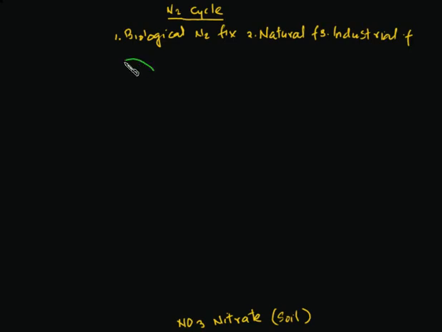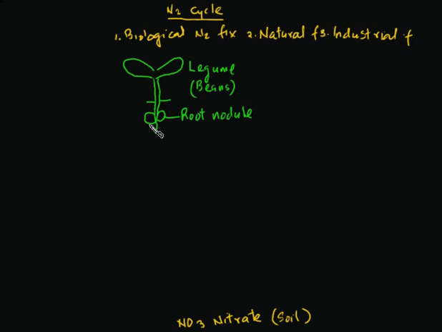What's biological nitrogen fixation? As the name says, it's done by living things. Biological means living things. It's done by a group of plants called legumes. What's a legume? Legume belongs to the group of beans. It's a bean plant. All the beans are commonly known as legumes. Legumes have root nodules in their roots. What's a root nodule? These are swellings on the root. You can see those swellings on the root, and those swellings are called the root nodules.